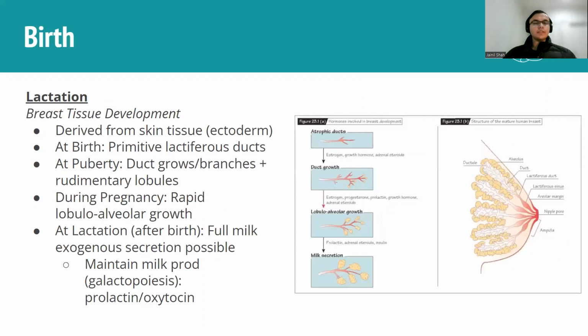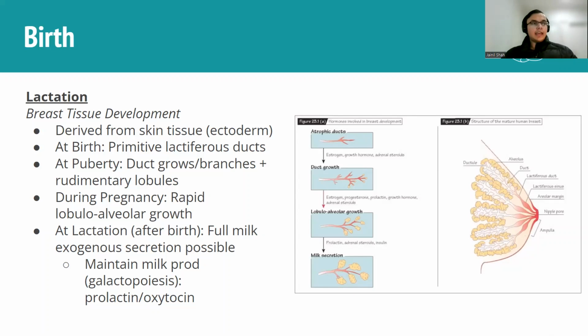And now we come to lactation, moving on from the birthing process to breastfeeding. We'll talk a bit about breast tissue development and how it actually forms. Breast tissue is derived from skin tissue or the ectoderm, which makes sense looking at where it is, so it's ectodermal in nature. At birth, it's only present as a primitive lactiferous duct, and they're not very functional at that stage.